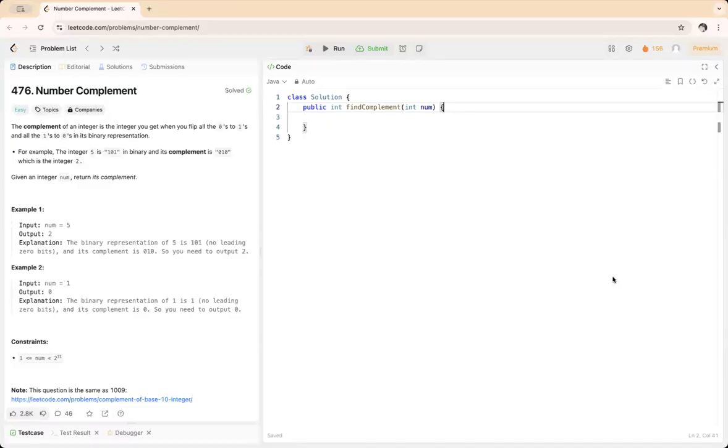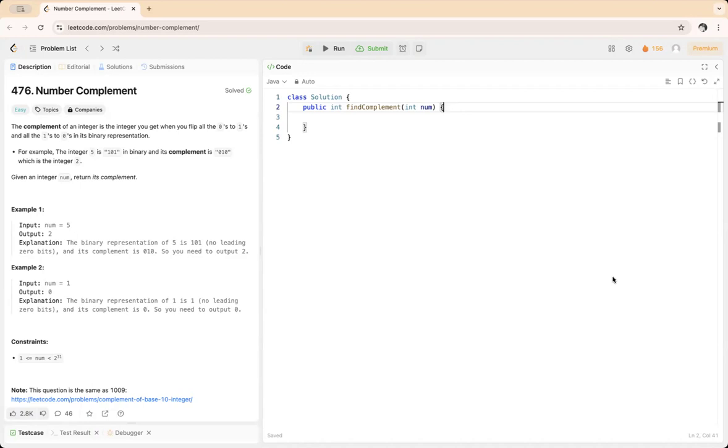Hello guys. So today let's try to solve our daily LeetCode challenge for the day. This challenge is about number complement. In this challenge, we are given an integer number and we have to find its complement.